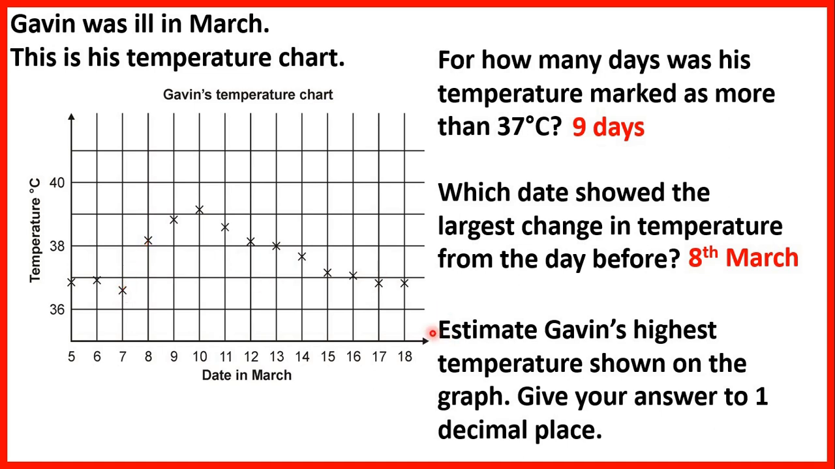Now estimate Gavin's highest temperature shown on the graph. Give your answer to one decimal place. So the highest temperature, the highest point, is this point here. And if we draw a line across, we can see that that's just a tiny bit above 39 degrees, because 39 will be right in the middle of 38 and 40. So because it's only a tiny bit more than 39, I would estimate 39.1.